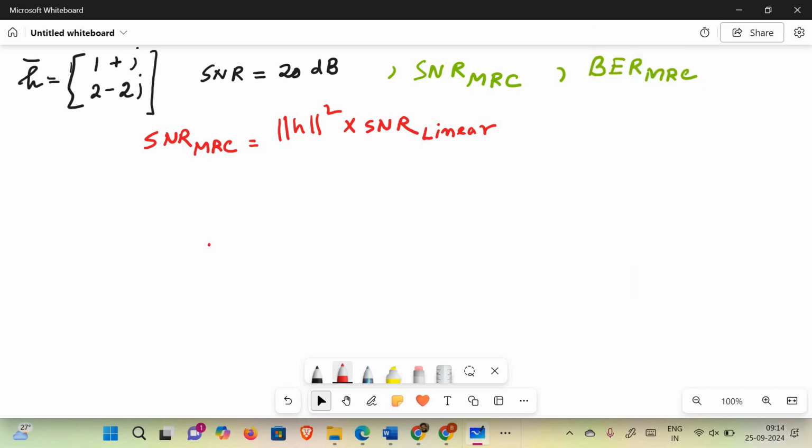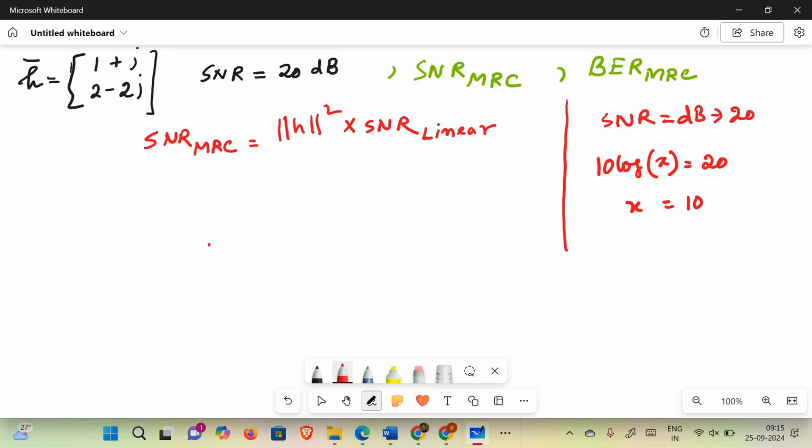So the linear part can be taken care of quite easily. If I do it parallelly, your SNR is given in dB scale and it is 20 dB. So you take 10 log of x equals 20. Your x is nothing but 10 to the power 2, which is 100. So that's your linear scale value. It is the linear value of the 20 dB that we are talking about. So that is done.